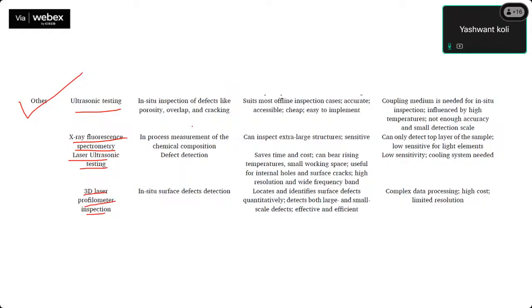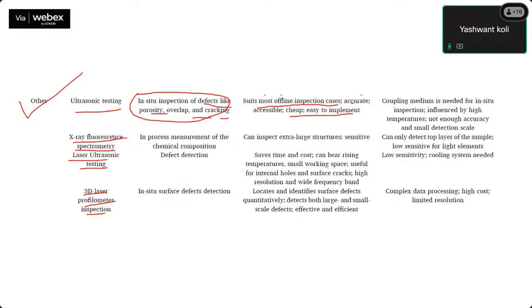These things I've already discussed in the previous slides. So in situ inspection of defects like porosity, overlap, and cracking. For ultrasonic testing, the purpose is this, and it suits most offline inspection cases: accurate, accessible, cheap, easy to implement.